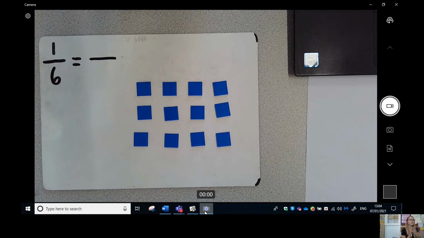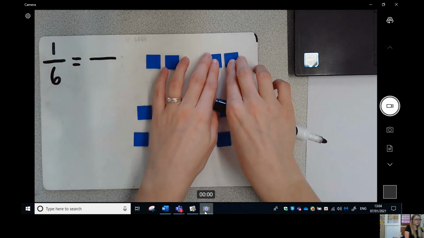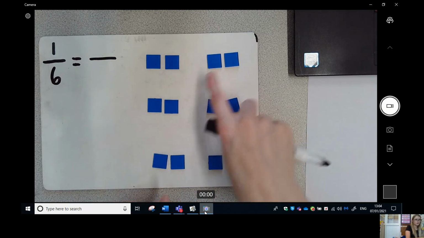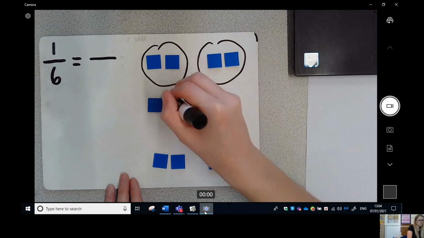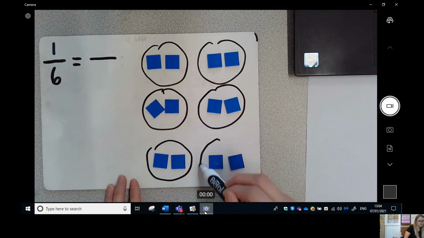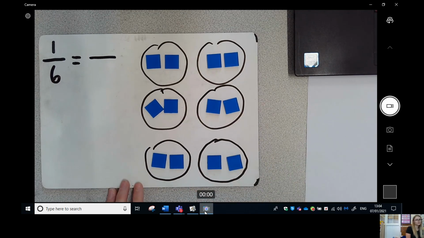Fantastic. I hope you're saying you need to split them into 6 groups, Ms. Jones, because I have a 6 on my denominator. So I'm going to separate them into 6 equal groups. 1, 2, 3, 4, 5, 6. I'm just going to make that nice and clear. 1, 2, 3, 4, 5, and 6. So I know I've got 12 counters in total.